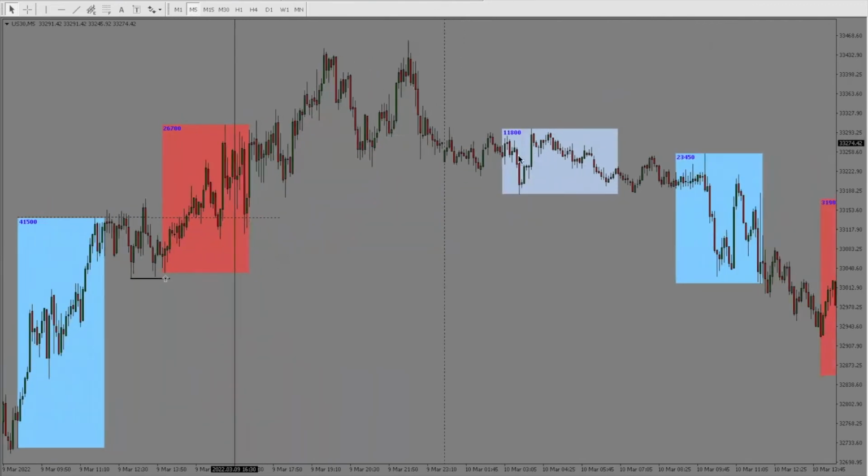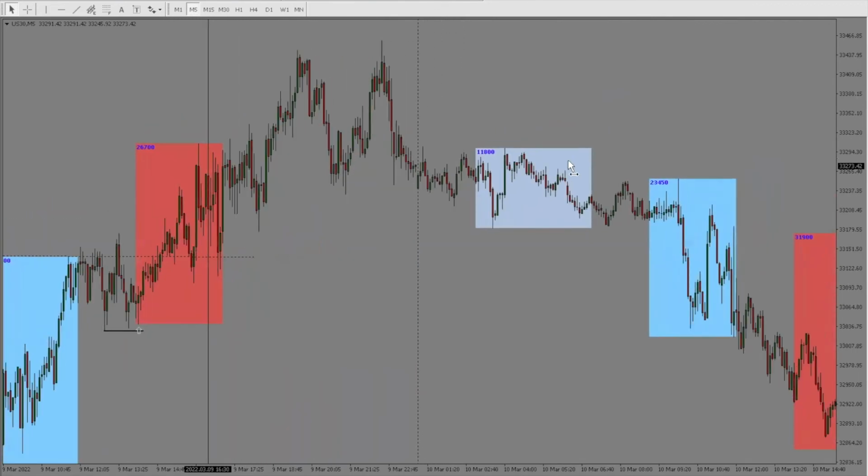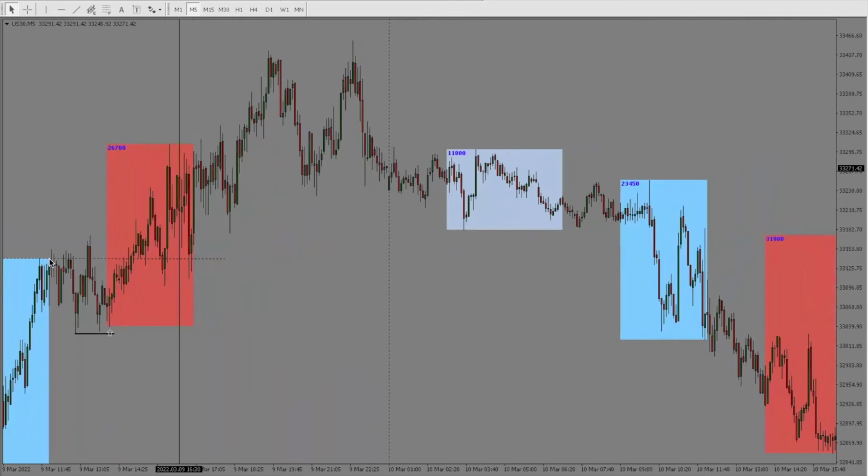So let's talk about this scenario. Again, solid Asian session. Then we trade below London this time. Right, so we're either looking for a continuation there or a reversal. And so we'll talk about this scenario.